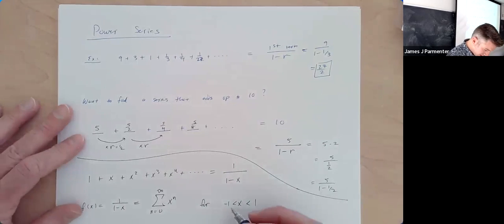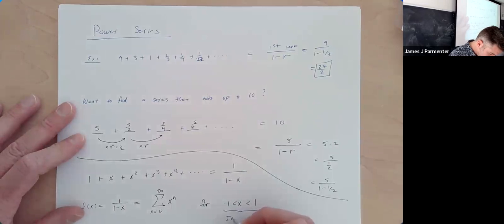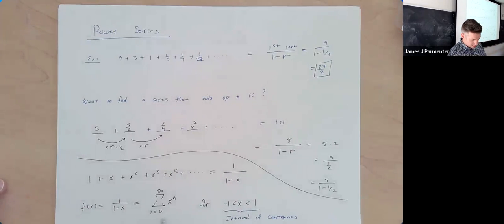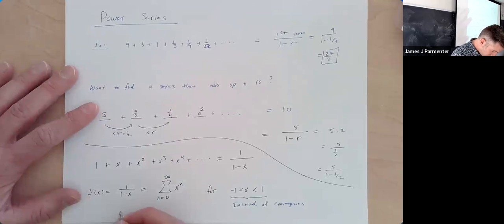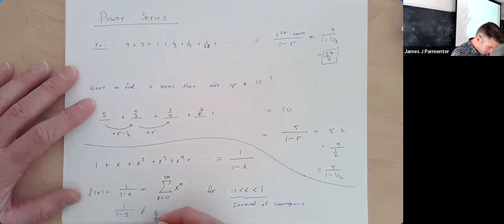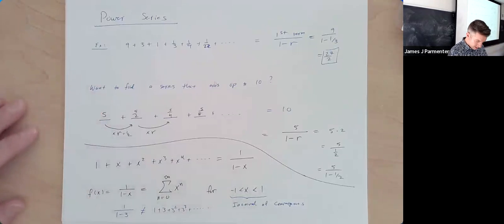And this here is called the interval of convergence. This series converges to this function as long as x is between -1 and 1. But it certainly wouldn't be true if x were, say, 3, right? 1 over 1 minus 3 does not equal 1 plus 3 plus 3 squared plus 3 cubed, and so on and so on. This thing over here diverges to infinity. This is equal to -1/2.